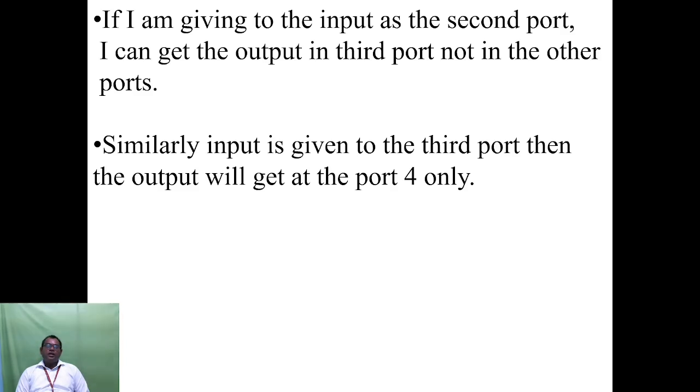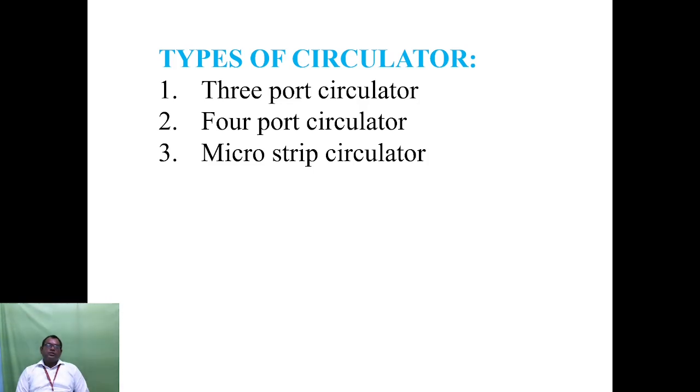Clear? Similarly, if the input is given to the third port, then I will get the output at port 4 only. At ports 1 and 2 I will not get any output. So these are some types of circulators. In general there are 3 types: 3-port circulator, 4-port circulator and microstrip circulator. These are the different types of circulators used in microwave passive devices.